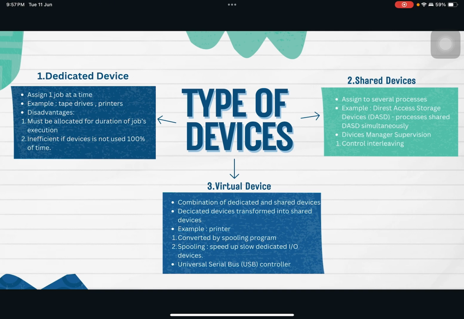And the last type of device is the virtual device. A virtual device is a combination of dedicated and shared devices. The combination of these two is shared through a mechanism called a spooler. A spooler is controlled by a program, putting jobs in a queue and taking them on one at a time. So basically, a good spooler should let us change or cancel the order of the documents.